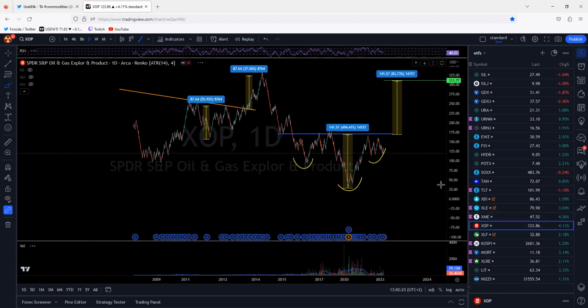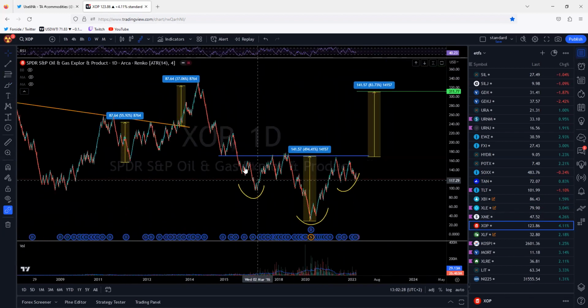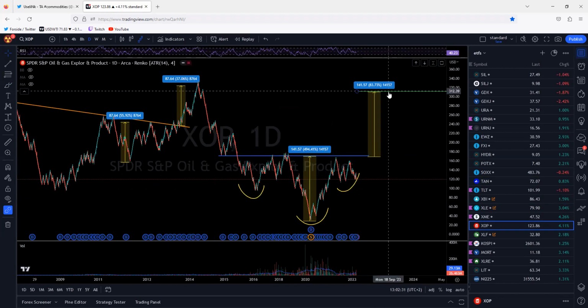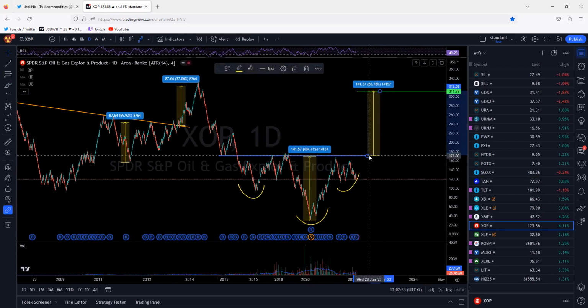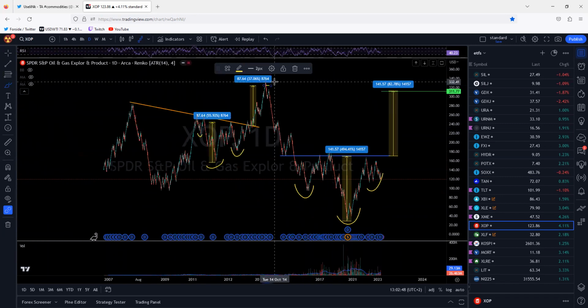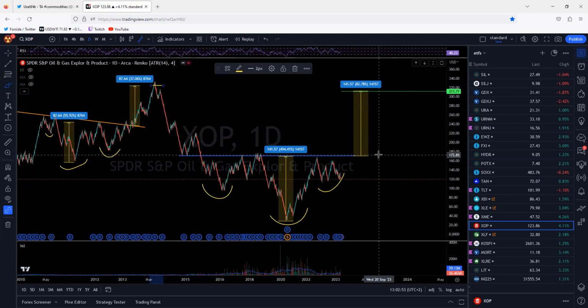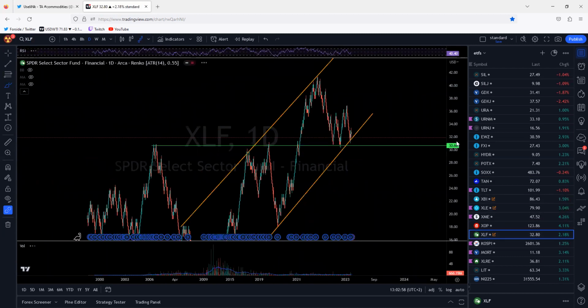XOP, oil. This is the current setup. Similar again, inverted head and shoulders. You can see it here, the target that will be reached once we break the 170. That's the target. Similar to here, as you can see, we have left shoulder, head, right shoulder, and the target was actually met more or less to perfection up here. So I suspect the same will happen here again, getting close to the all-time high right here in 14. Beautiful setup. So when we break 170, more or less, perfect.